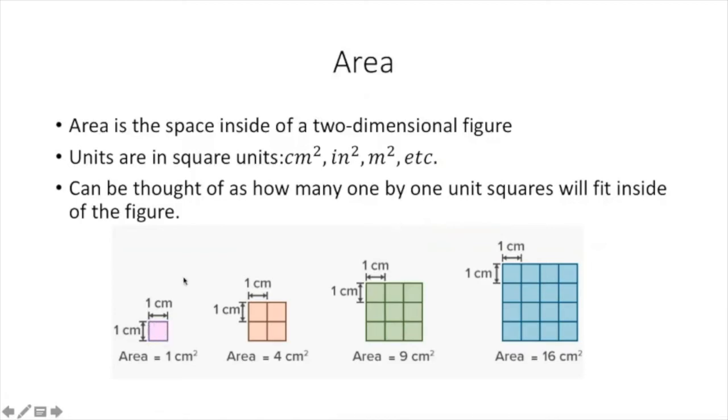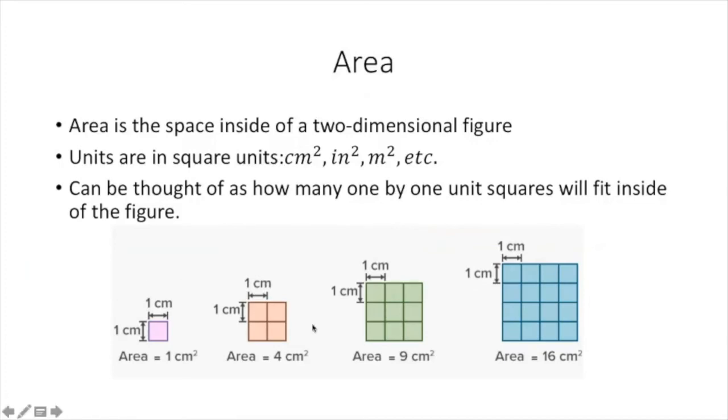The units are going to be in square units for area. So instead of seeing centimeters, you'll see centimeters squared, inches squared, meters squared, etc. You can think of this also as area as the amount of squares that have a 1-by-1 unit of whatever unit you're talking about that fit inside of that shape.